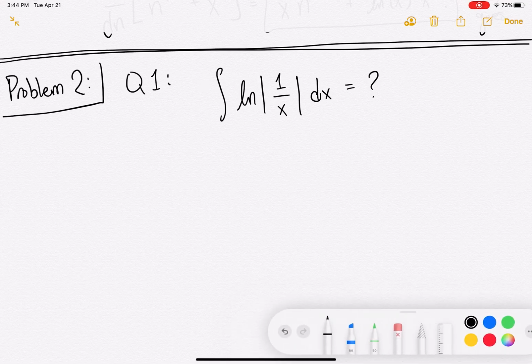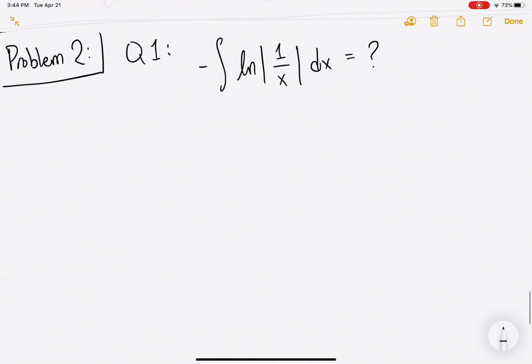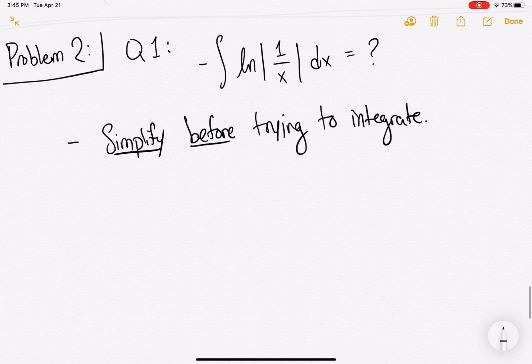So, is there any way we can help ourselves out before starting the problem? This is something I'm going to say time and time again. Simplify the function before trying to integrate. So we're going to simplify before we try to integrate, if we can. In certain cases, maybe I'm giving it to you in a simple form, but in this case, no. So simplify before we try to integrate.